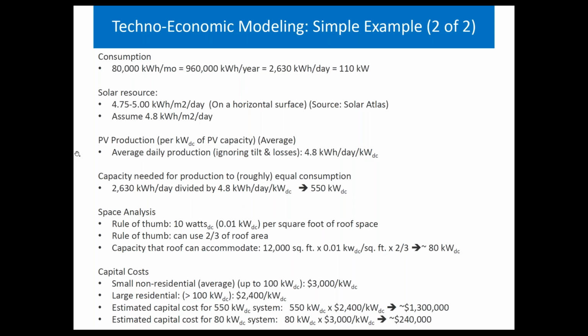And next is the capital costs. Give some benchmarks there from the latest market reports. And so if you do the 550 kilowatt system, let's say you say, oh, well, I got enough ground space to do it, you're talking about $1.3 million. If you're limited to what's on your roof, or you just want to do the roof mounted system, you're looking at about $250,000. So now, if this was something that your boss assigned you to do, you have some specifics.